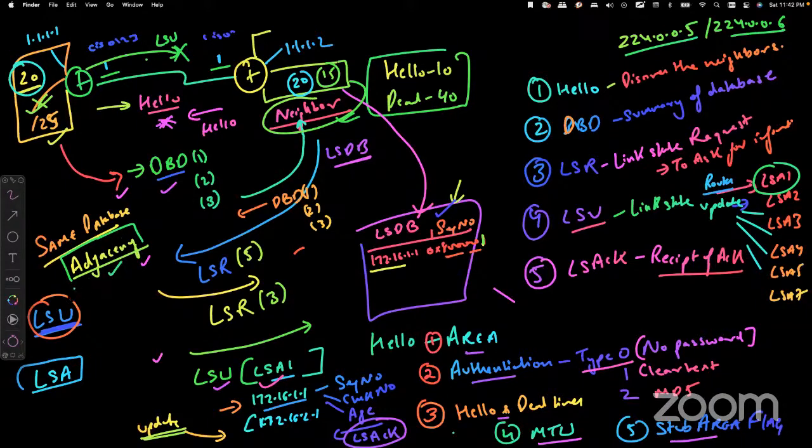Adjacency means like everything we have shared, we have the same database. Whatever you have in your database table, I have the same thing in my database table. So that's called adjacency. Full database.